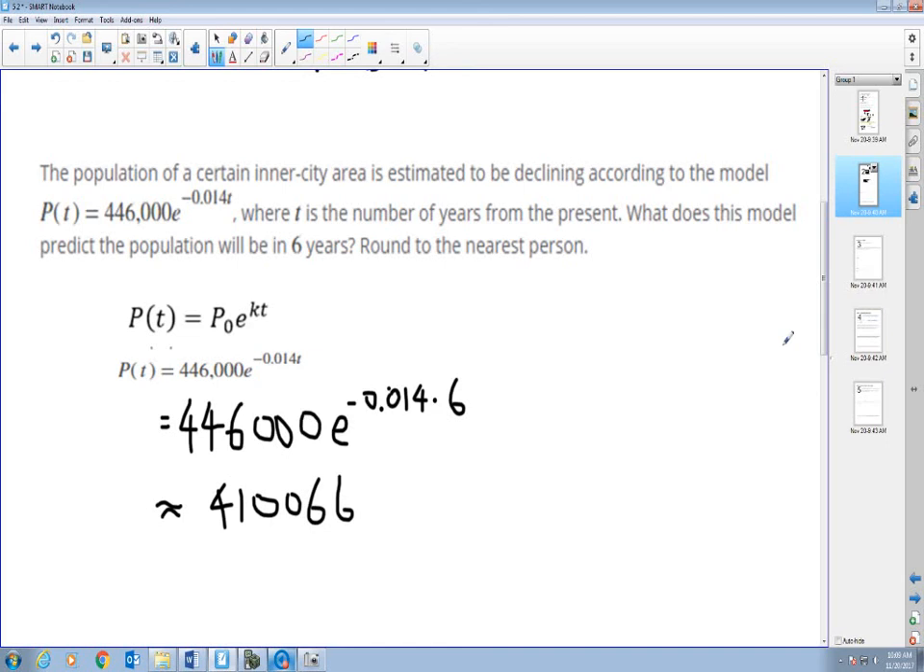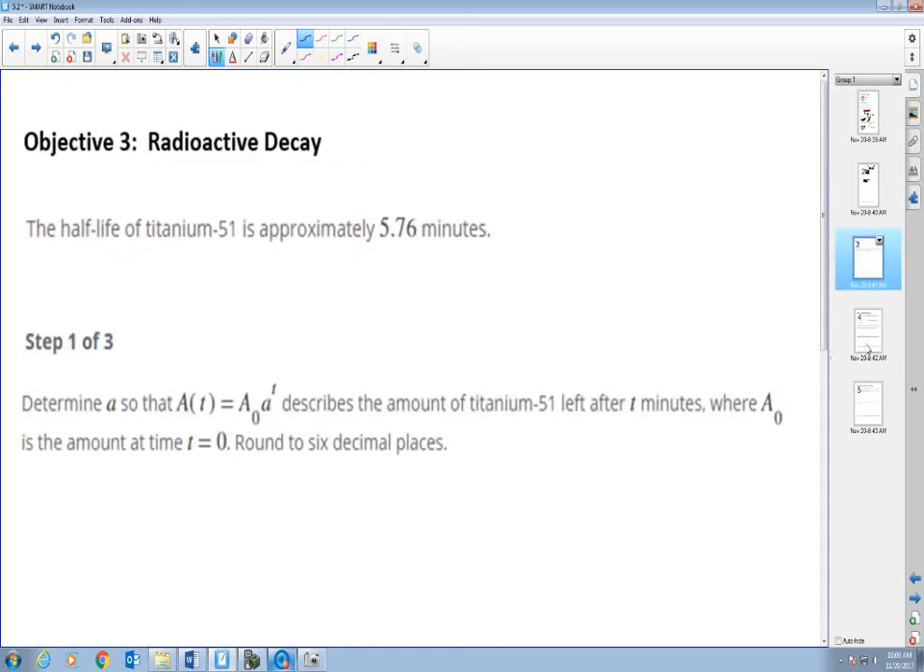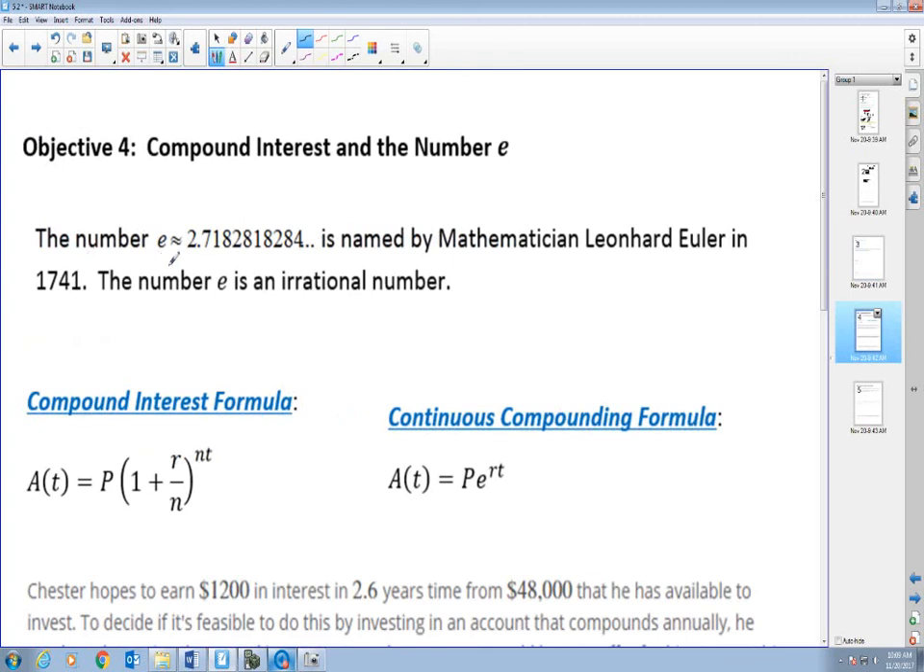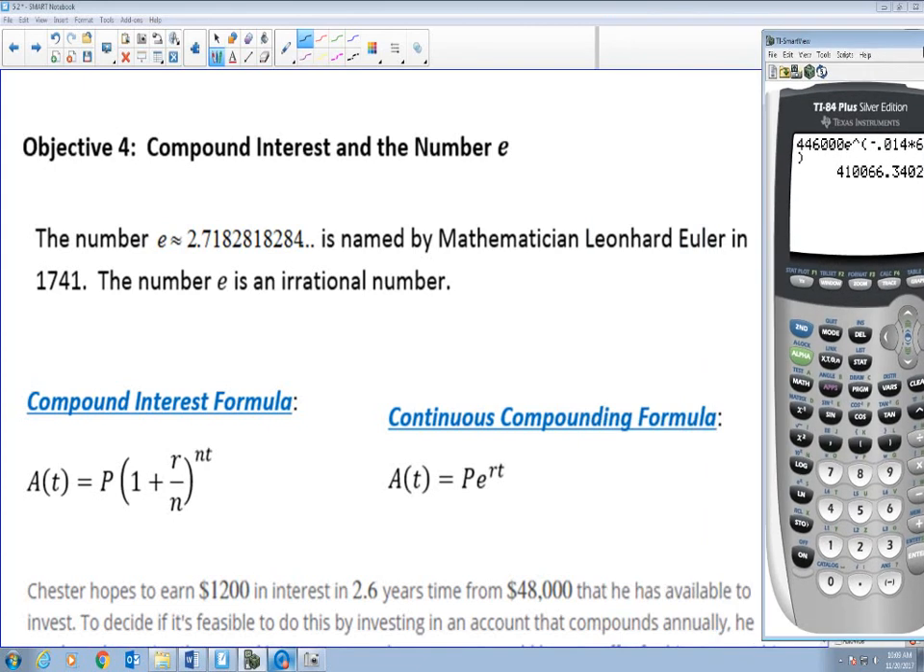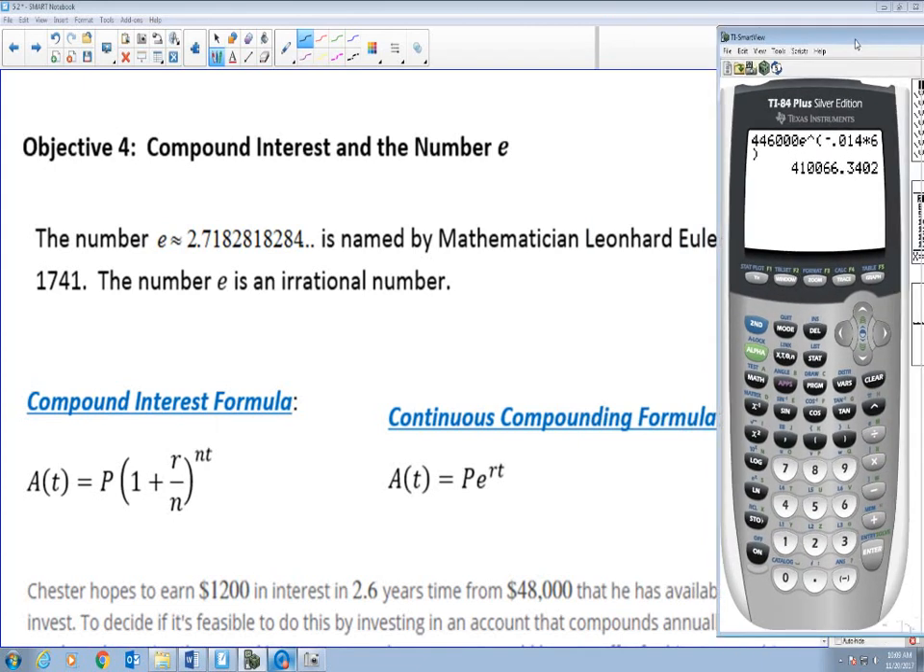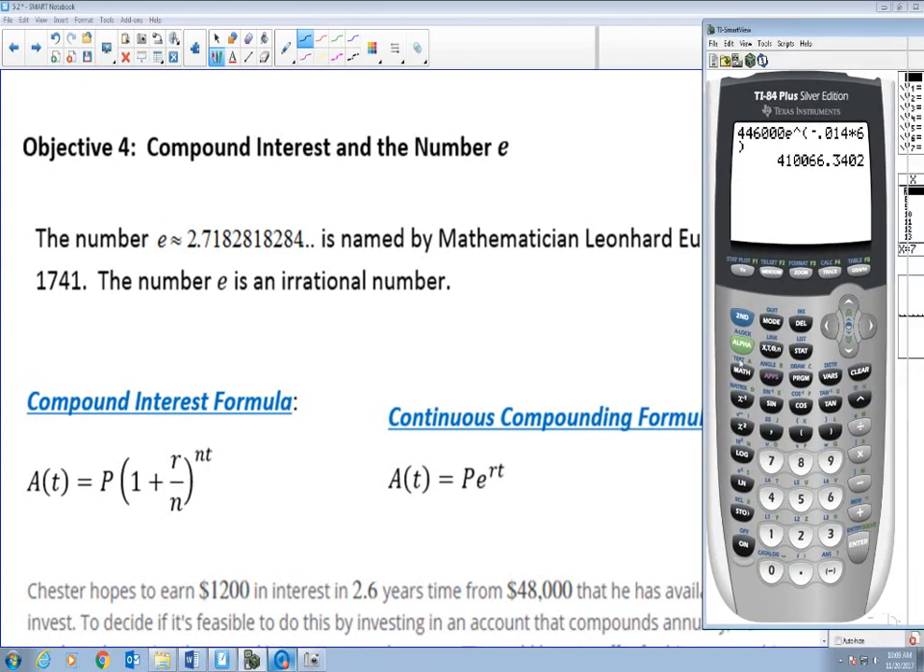So let me use this opportunity to jump a little bit. I'm gonna go to this objective right here. So what is a number E? The number E was actually named by the mathematician Leonard Euler back in 1741. So the number E, just like the number pi, there are different ways to derive it. If I do second and the division button, that will tell me what this irrational number is about.